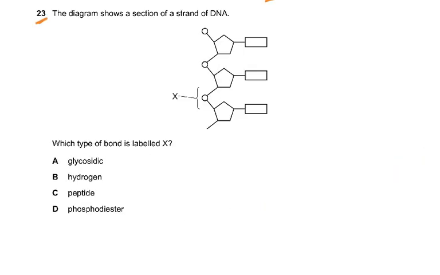23. The diagram shows a section of a strand of DNA. Which type of bond is labeled X? This is between the nucleotides. It can be anything else but a phosphodiester bond.